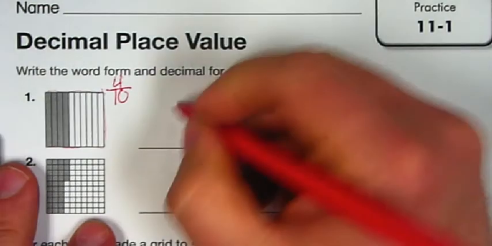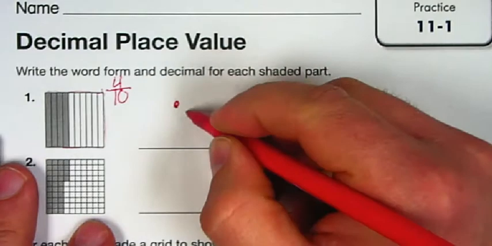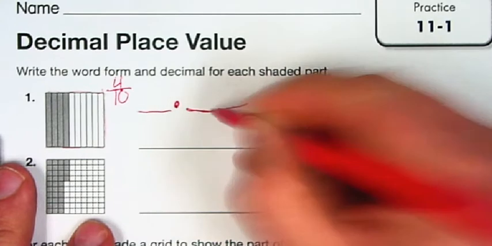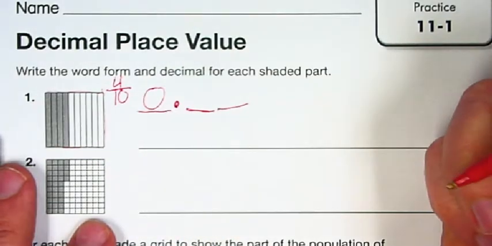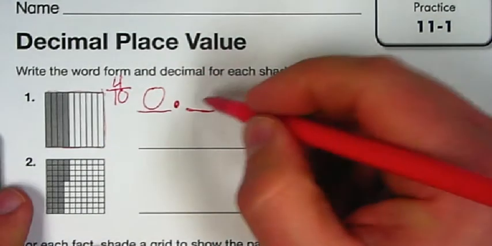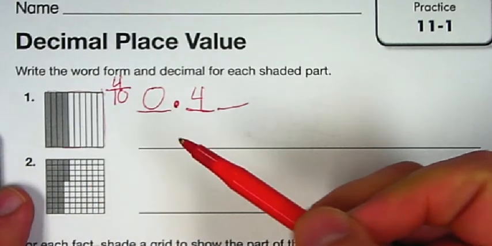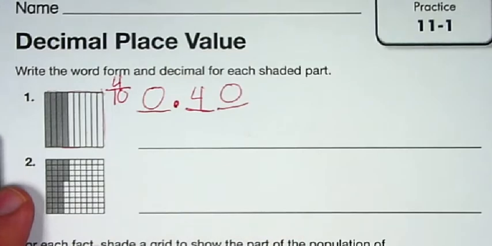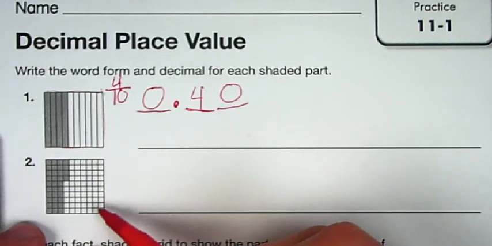So first of all, we're going to put our decimal point. And then it goes ones, tenths, hundredths. But we don't have any whole numbers here, so we're going to leave a 0 there for the ones place. Now tenths, we have 1, 2, 3, 4 tenths, because this is broken into 10 equal pieces. Now this particular shape for number 1, it's only in tenths, so we're going to put a 0 for the hundredths place.